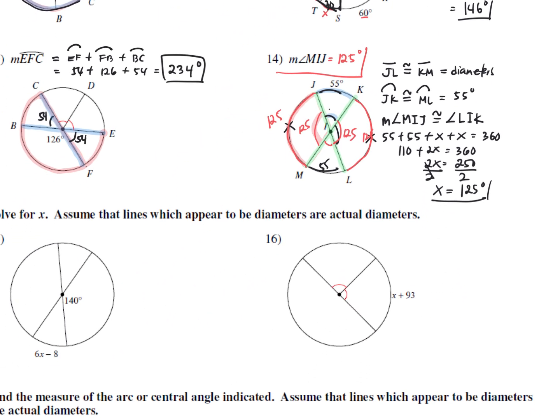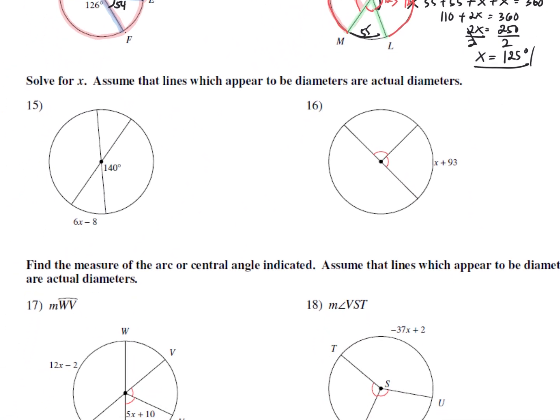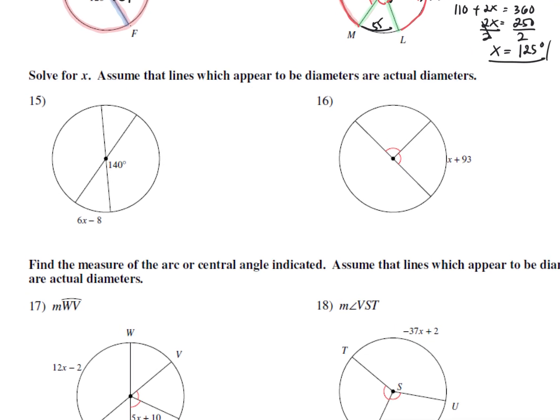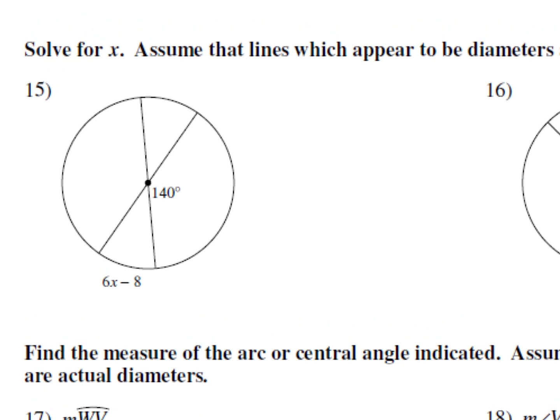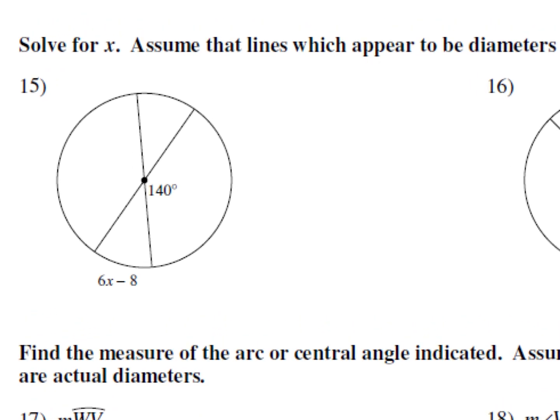Okay, so the next thing in here is solve for x. Assume that lines which appear to be diameters are actual diameters. Let's look at number 15. This is very interesting. Okay, so we have seen in here that there are two diameters intersecting each other, and so they are forming equivalent, or we call it congruent, central angles and congruent arcs. Okay, it means to say that the size of this arc in here is also going to be 6x minus 8.